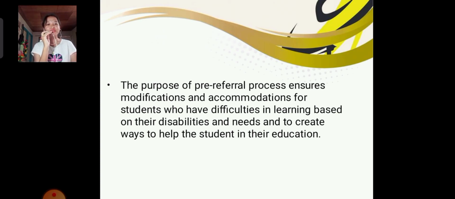It also helps educators use a problem-solving team to find effective teaching strategies that would work for struggling students. So, in the pre-referral process, it also helps the educators to use problem solving to find which strategies would be good for students who are struggling in their education.